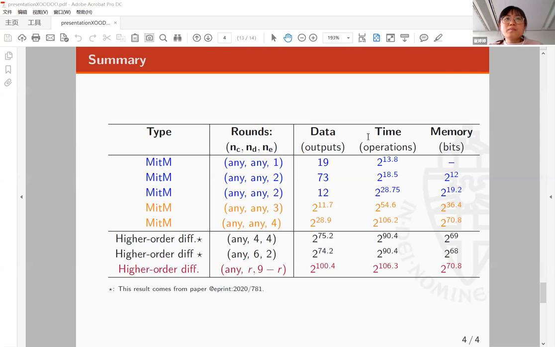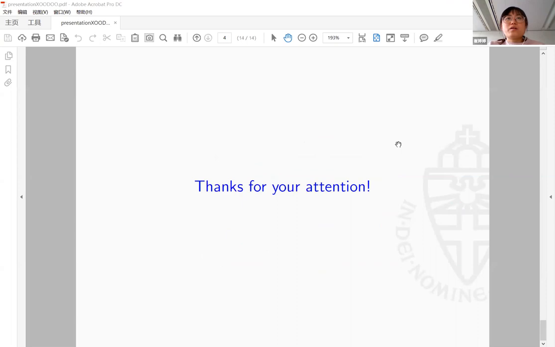Finally, we also proposed a higher order differential attack to improve the original one. Yeah, that's my short report. Thanks for your attention.